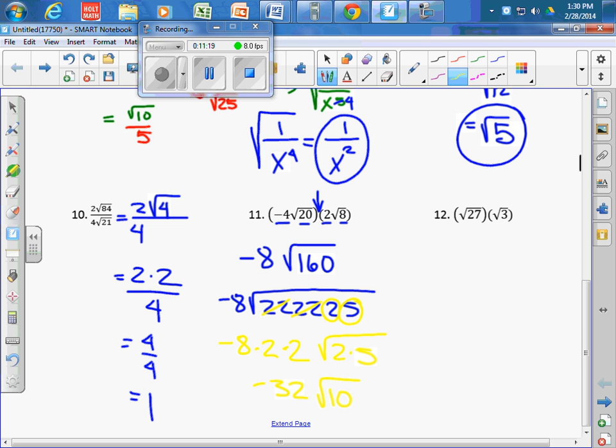In number 27, two radicals. Multiply those two numbers. I have the square root of 81. Well, there we go. What's the square root of 81? It's 9.